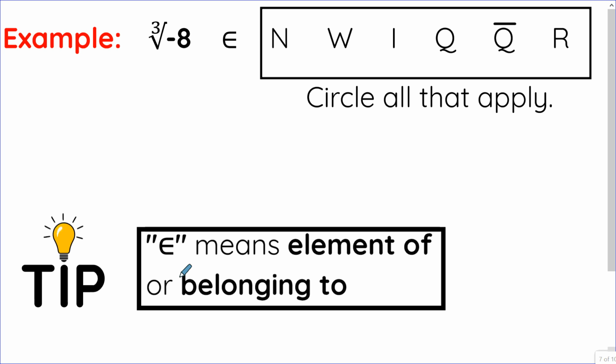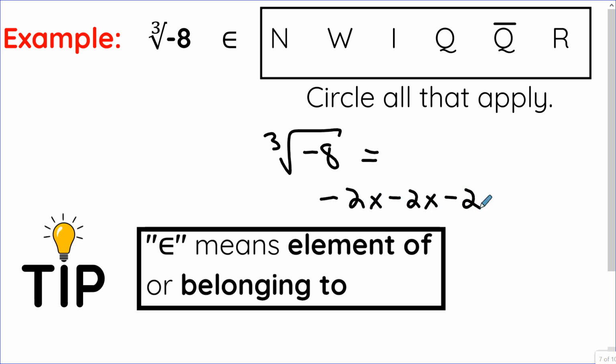Well, let's evaluate the cube root of -8. So I'm looking to break -8 down into 3 identical factors, which would be -2 times -2 times -2. And the cube root is one of those identical factors. So the cube root of -8 really simplifies to be -2.